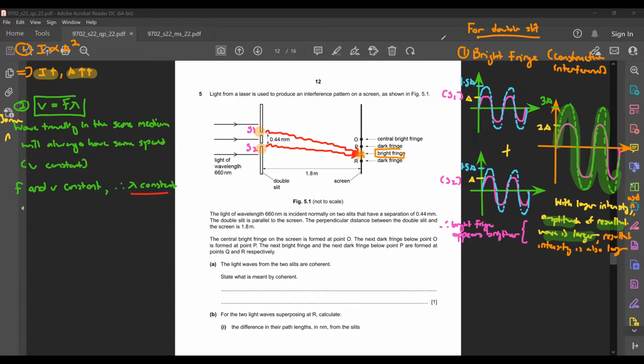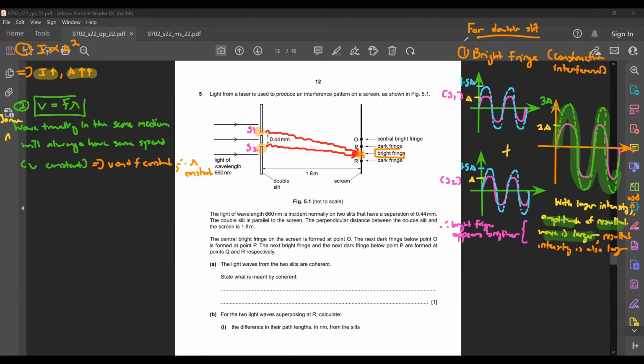Now, you want to then talk about your dark fringe. A similar reasoning could also apply. This one, I will need to draw it somewhere. Just let me try and see whether I have enough spacing here. Okay, maybe I'll just write here on the left hand side. So I'm just going to erase this. This one, let me rewrite it. This one, v and f constant, therefore lambda constant.